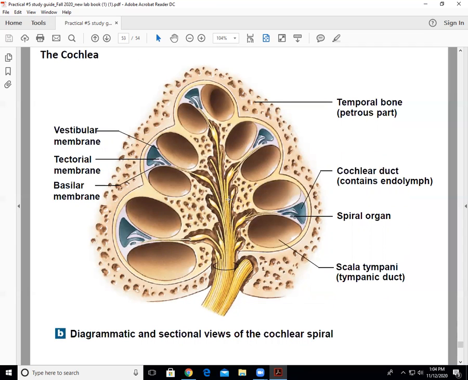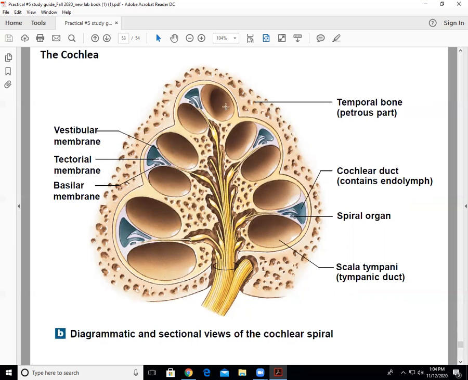Okay, inside the cochlea, all those spirals, the big spaces, we call those scala tympani or tympanic ducts. In between those, we've got spiral organs, and we've also got membrane structures. This larger one we call the tectorial membrane. It folds into the spiral organ. A little circle there, it's the basilar membrane. And the membrane going around the tympanic ducts is the vestibular membrane. All the information from here is feeding into this nerve.